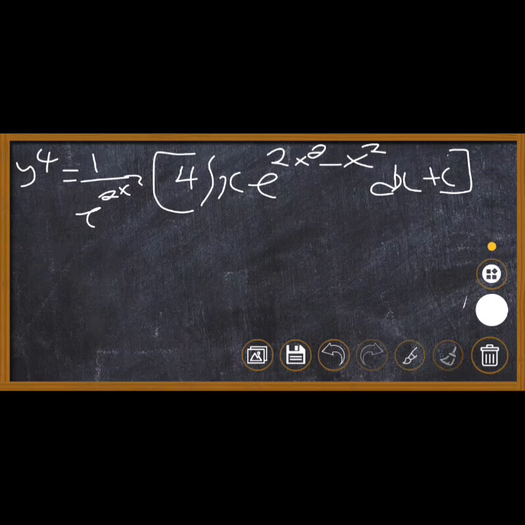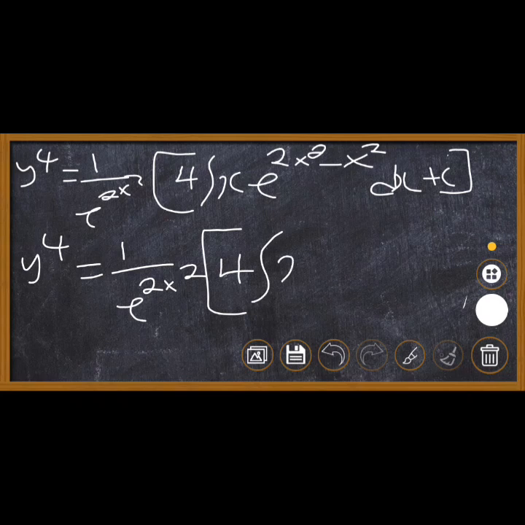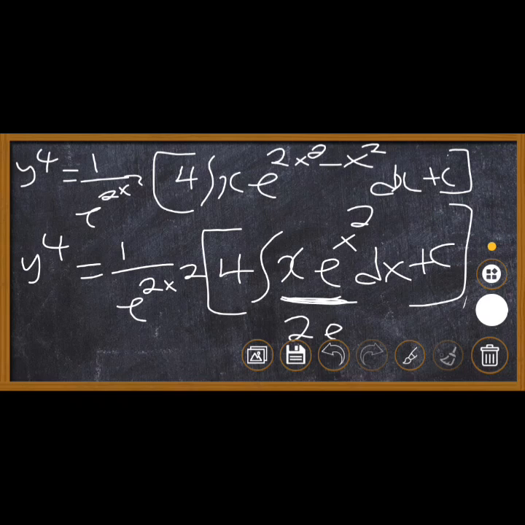So in this case, we are going to have y power 4 equal to 1 over e x squared. We have 4 outside here. Let's simplify what we have here. So 2x squared minus x squared is simply x squared dx plus the constant value c. Now we can find the integral of x e power x. So what is the integral of e power x? Of course, we know that the integral of just this part here is 2e x squared.